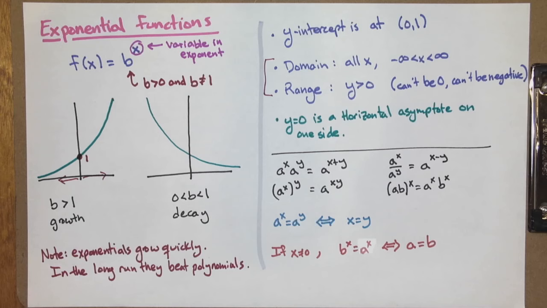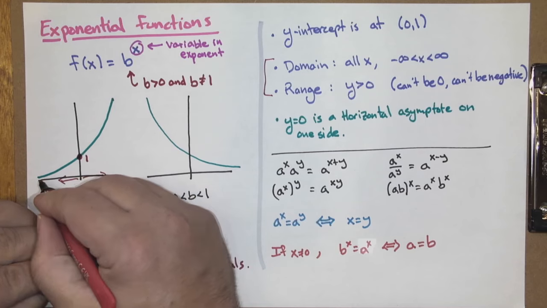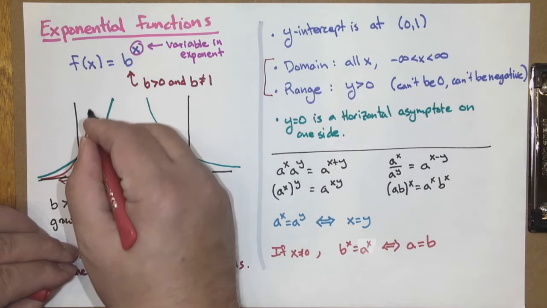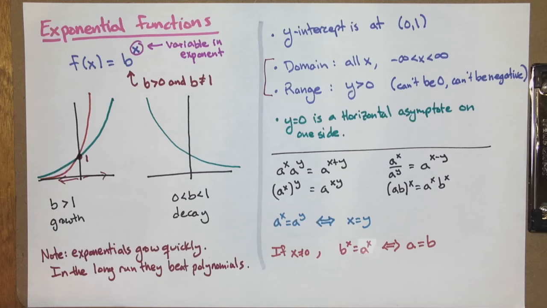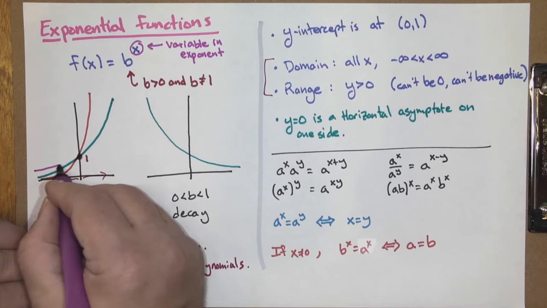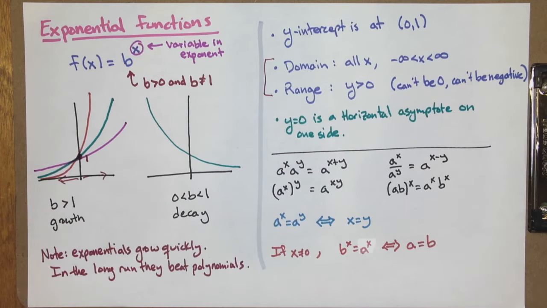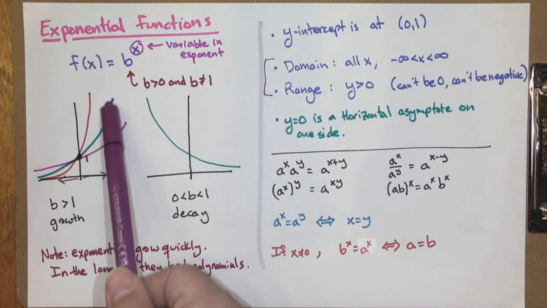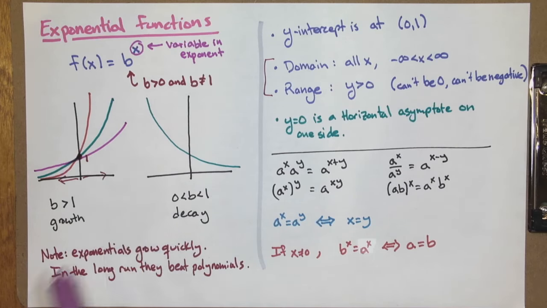On a side note, this is just a single value of b. You can plot other values of b, and what they'll tend to look like is something like this, or maybe something like that. Okay, so I have some colors here. I have a red, a blue-green, and a purple.